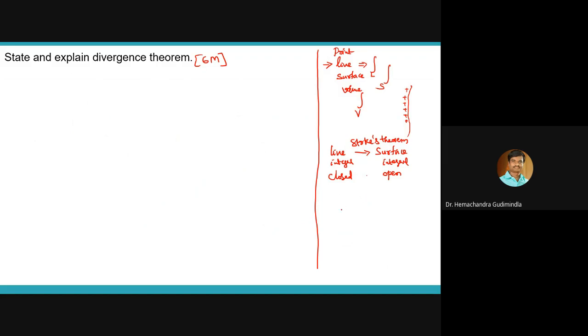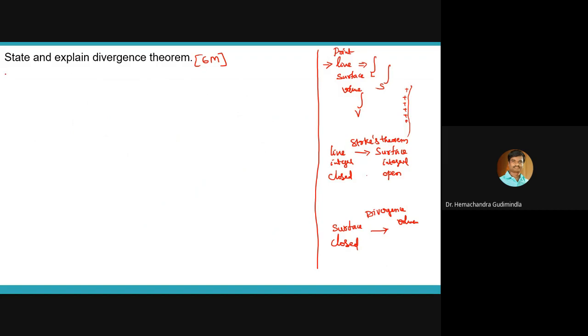Now, two more integrals: if I want to relate the surface integral and the volume integral, similarly, I need to relate the closed surface and the open volume. This theorem we call the divergence theorem.